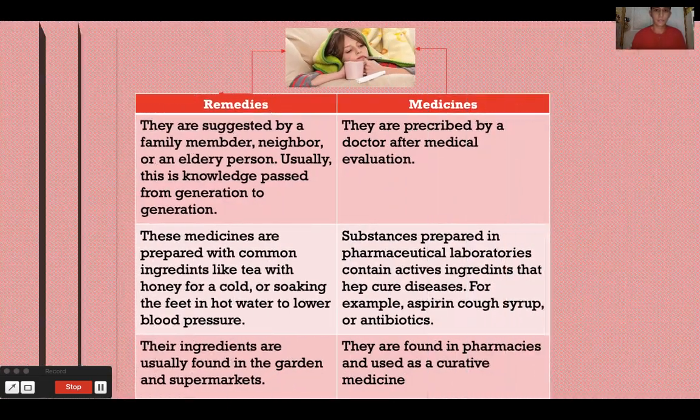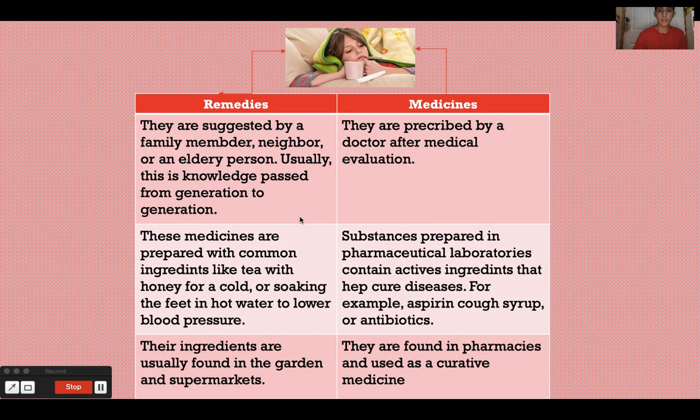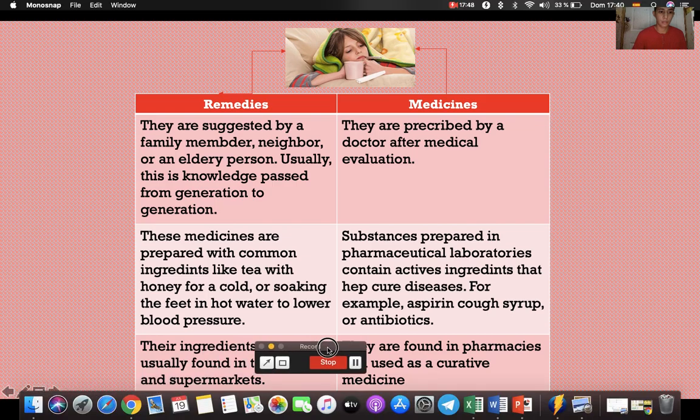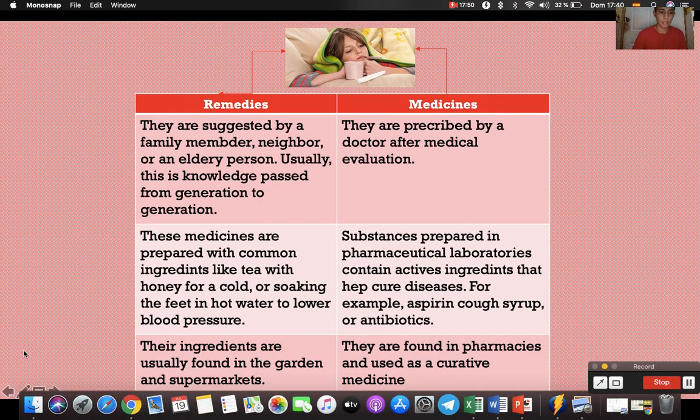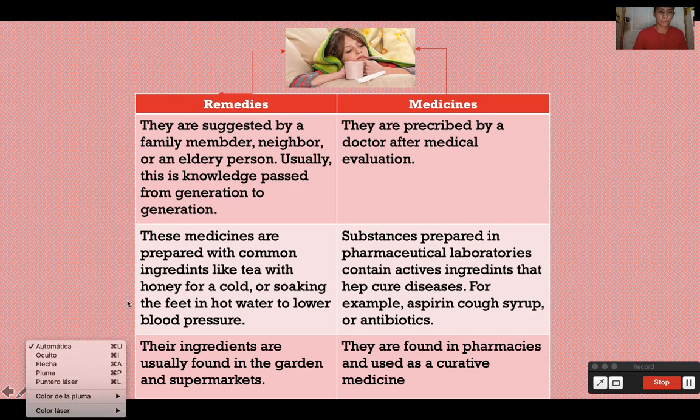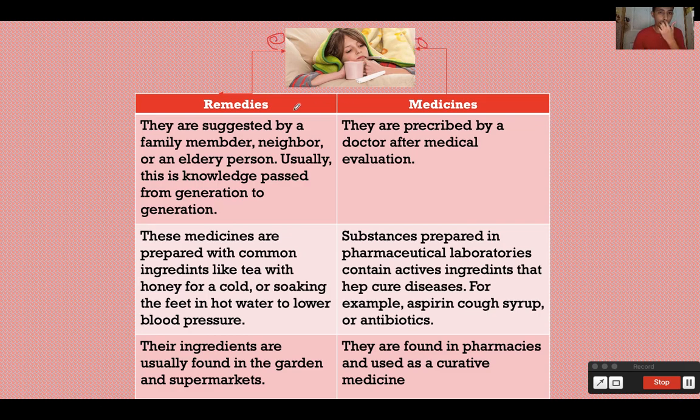Okay, so let's continue. Now we have a chart explaining what is a remedy and what is a medicine. Let me show you something. Okay, so we have this chart explaining what is a remedy and what is a medicine. For example, okay, a remedy.